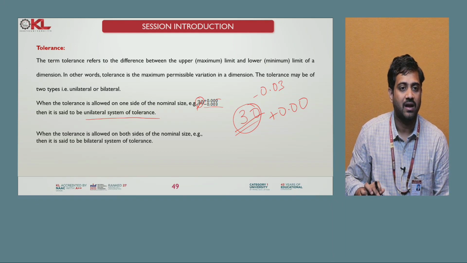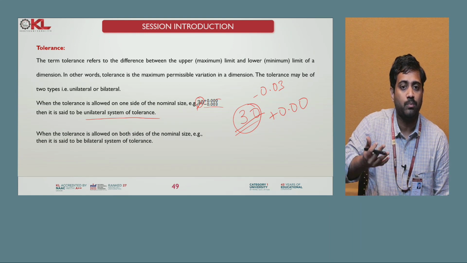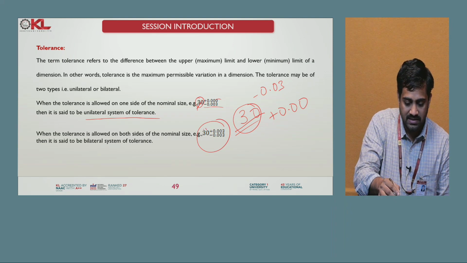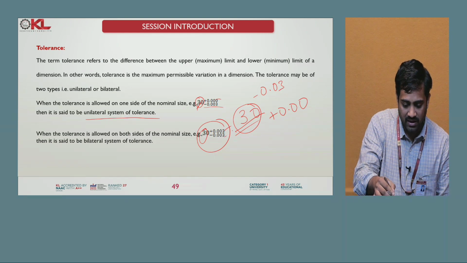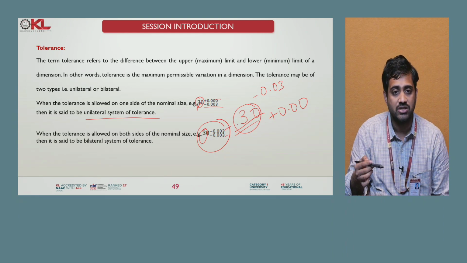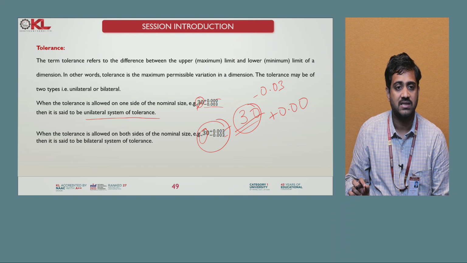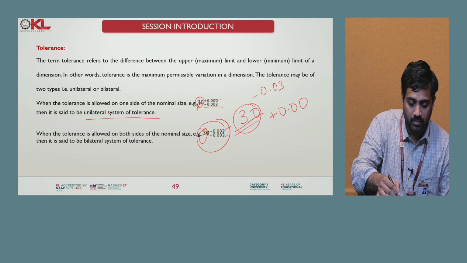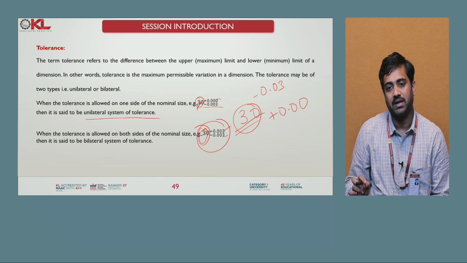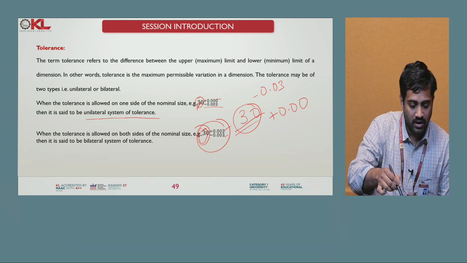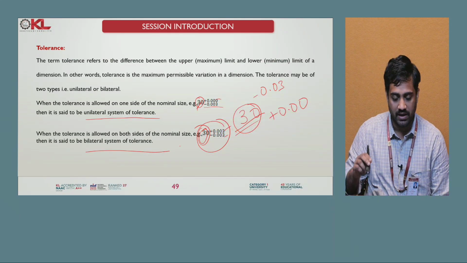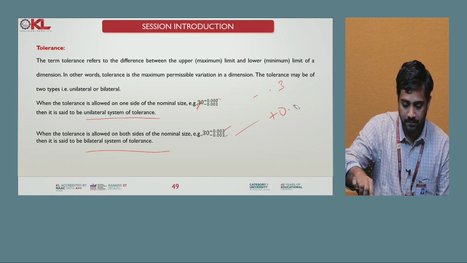Next, bilateral. The tolerance is allowed on both sides of the nominal size. You can see the example here. The nominal size is 30, for which in the upper we have plus 0.03 and in the lower minus 0.03. These two are the tolerances which are allowed for this particular nominal size of 30 diameter. This is called the bilateral system of tolerance.